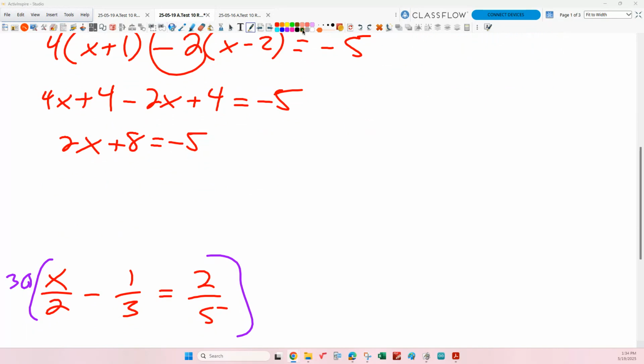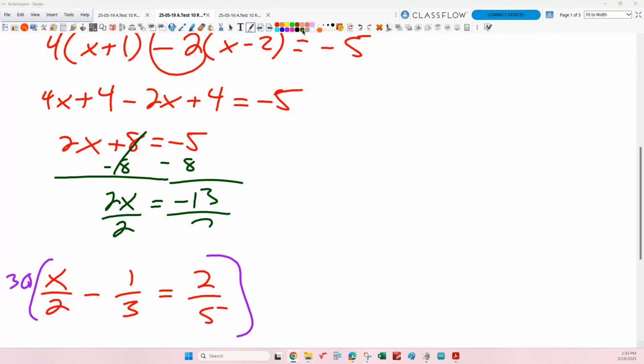So we subtract 8 from both sides. Those cancel. I get 2x equals negative 13. You told me to divide by 2. So we got it. x equals negative 13 halves. Good?